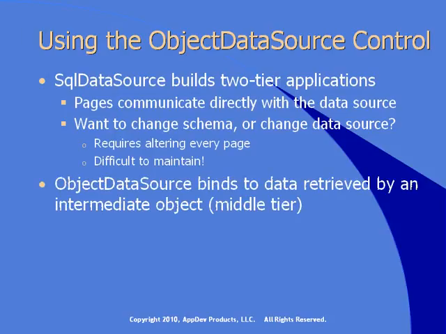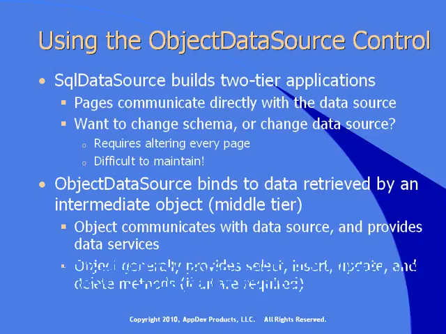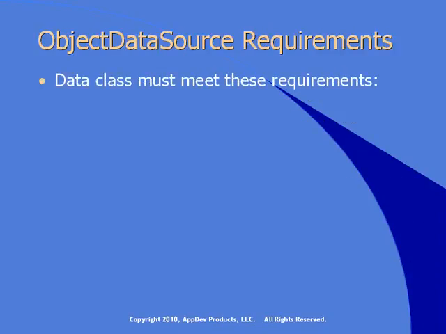The object data source binds to data that's retrieved by an intermediate object, that is, a middle tier. And that object communicates with the data source and provides data services for you. The object generally provides select, insert, update, and delete methods if all of those are required. You need to at least supply a select method so you have a way to get data. So how do you work with the object data source?